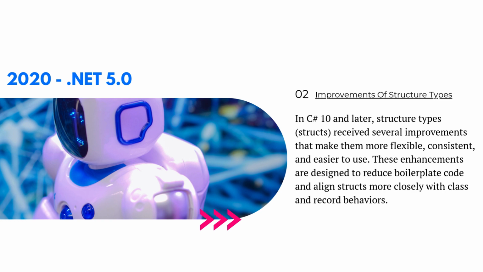In C# 10 and later, structure types, structs, received several improvements that make them more flexible, consistent, and easier to use. These enhancements are designed to reduce boilerplate code and align structs more closely with class and record behaviors.